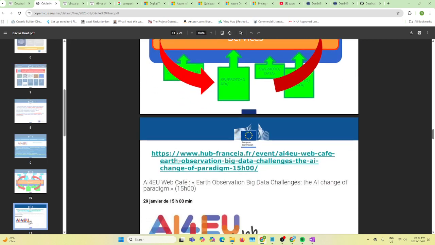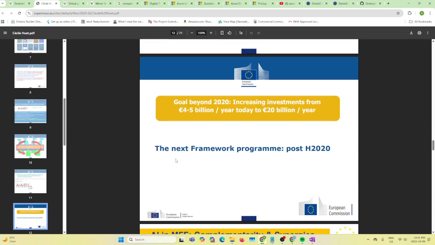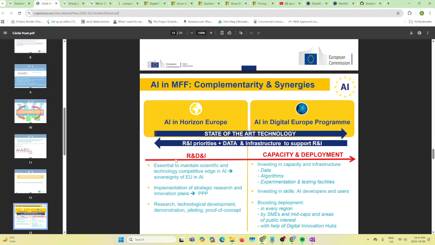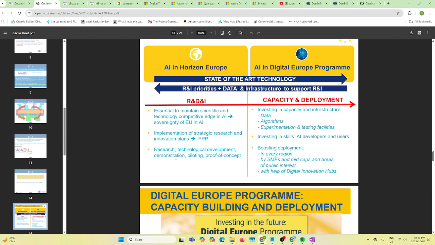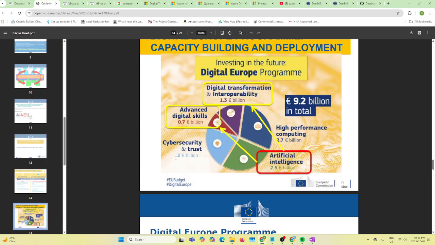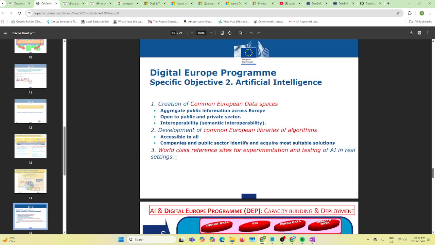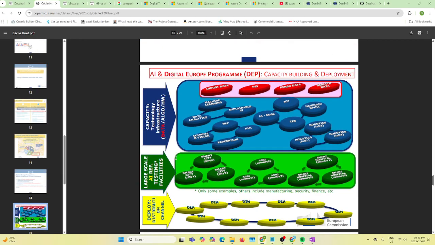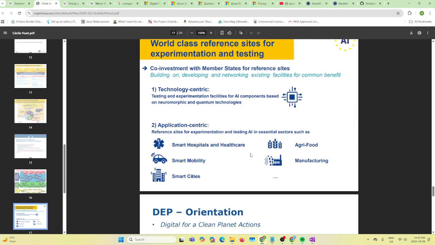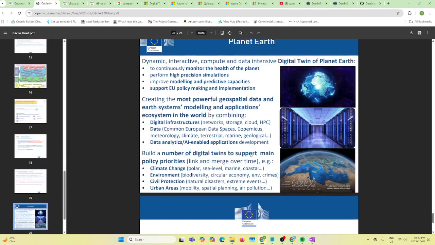User goal beyond 2020, next framework program, all that stuff. AI on the horizon, AI in digital program, R&D and I capacity. Digital era programs. Okay, 9.2 billion in total. High performance computing, artificial intelligence, fancy terms. See all these fancy terms. IoT, okay, that's a new one. Smart city, agree, all that stuff. Cool. Yep, smart home, smart mobility, planet Earth.